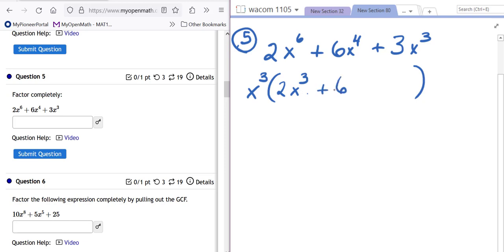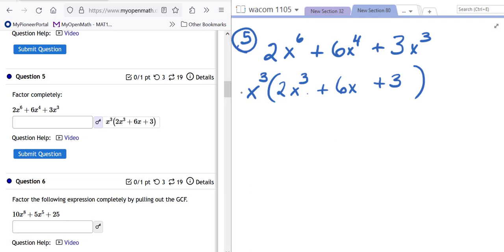And then this one will need a 6. We need 1 more x. And our last one needs a 3. It already has the x cubed. And you should check on all. I don't check here because I don't really have the room and I don't need to take up the time. But the check is good because it's fast and easy.